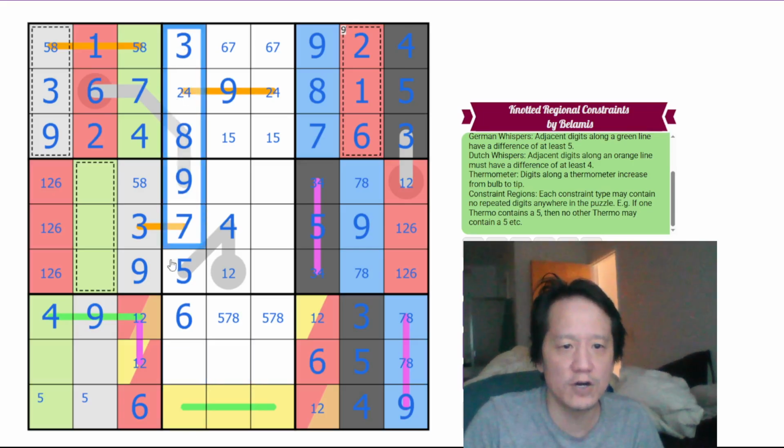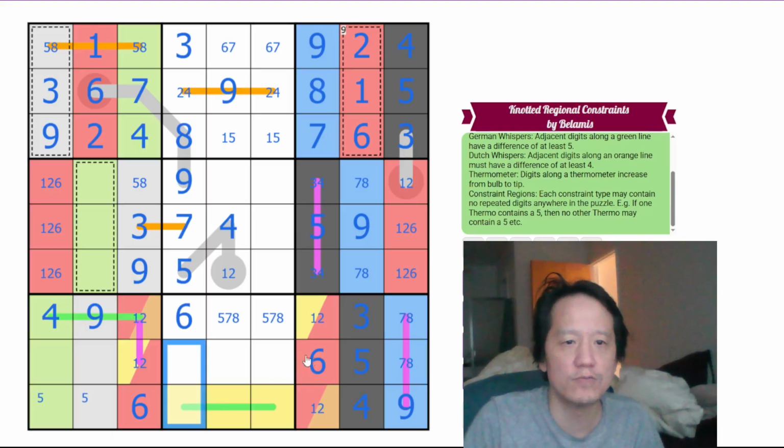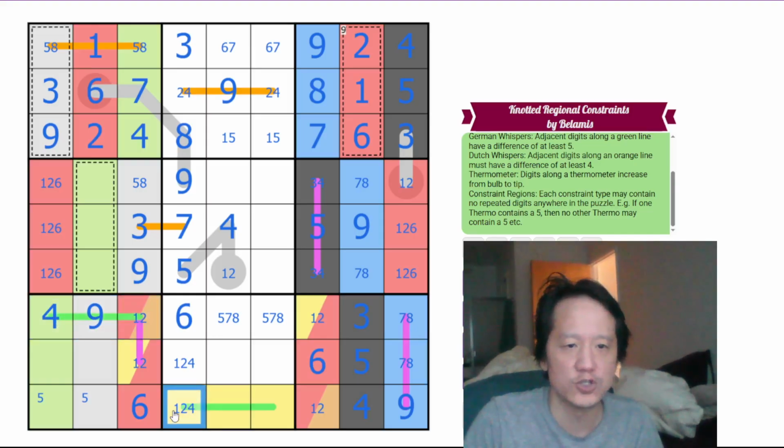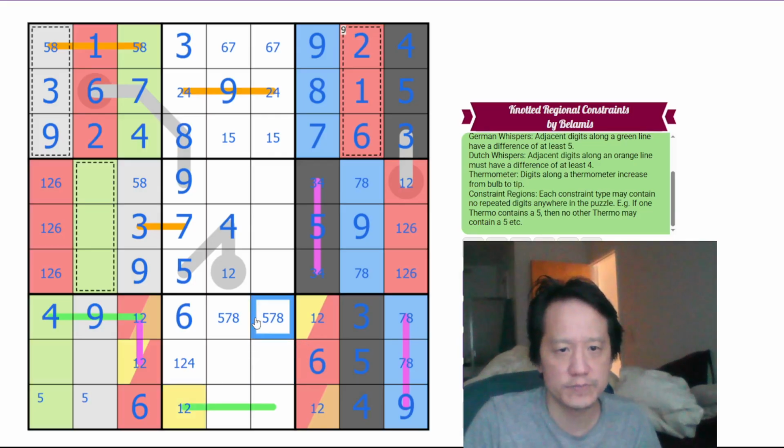The rest of column 4 is what? 1, 2, and 4. But 4 cannot be on the German whisper line because of the constraint regions. And this 1 or 2 must be the yellow one.